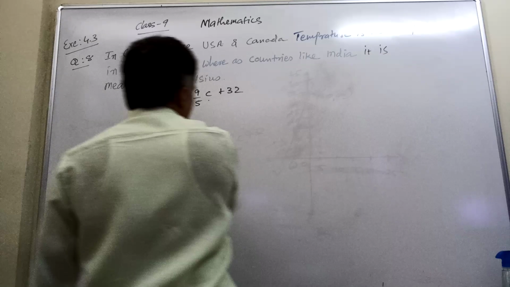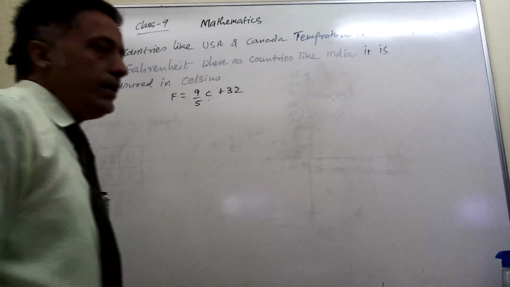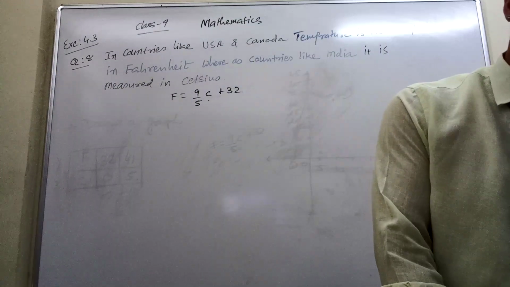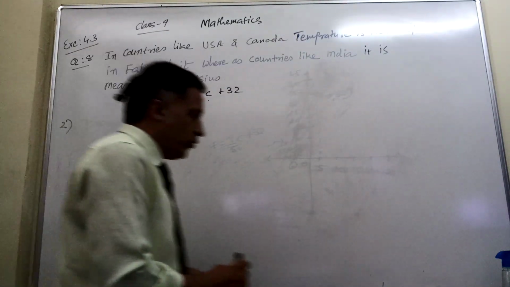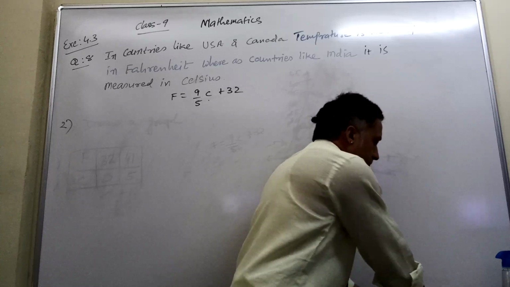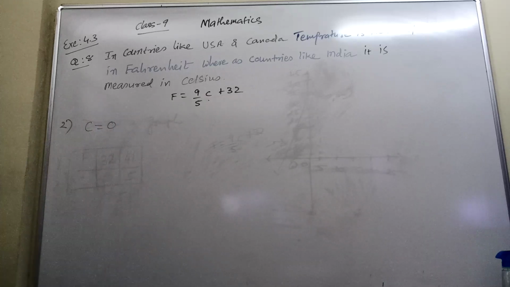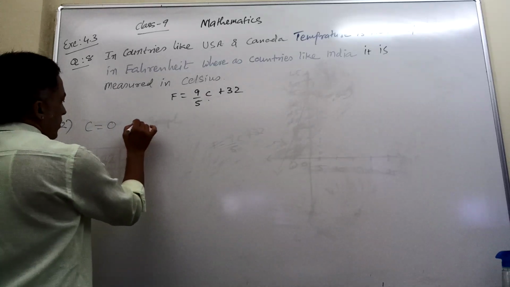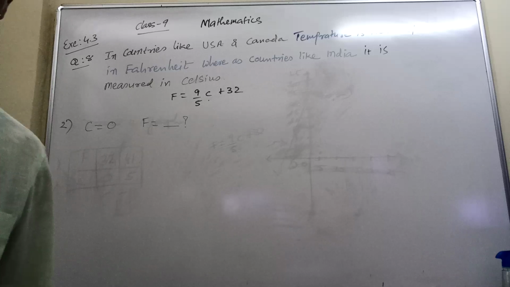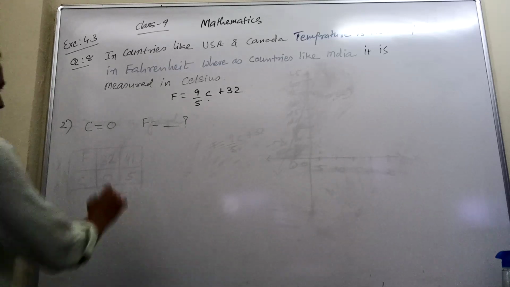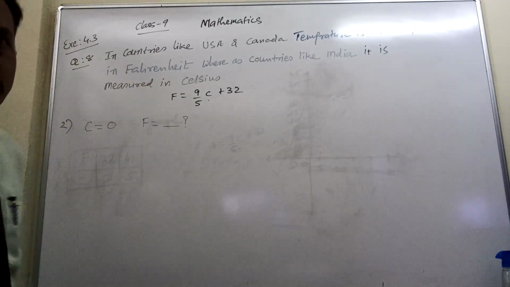Second condition, which is given in the question, I am discussing with you. The second condition says: what is the value of Fahrenheit when Celsius is 30 degrees? When Celsius is 30 degrees, my second condition I am discussing with you over here, in which C is equal to 0, and I have to find the value of F. What is the value of F? That I need to find. So one value is given and the other value I need to find.